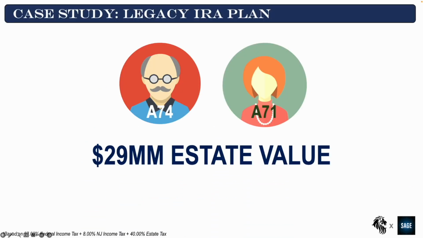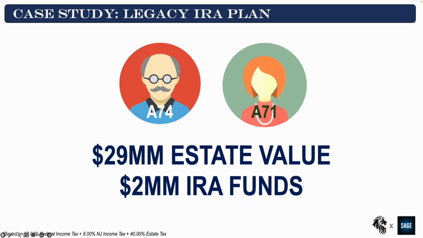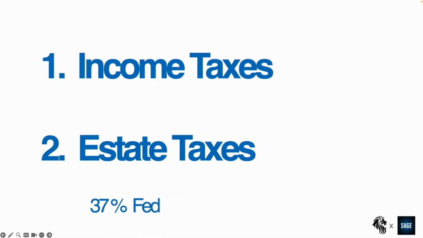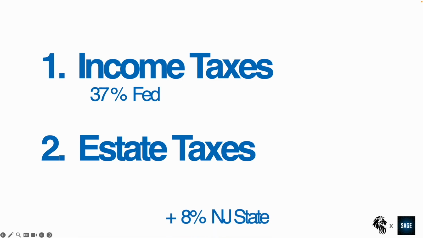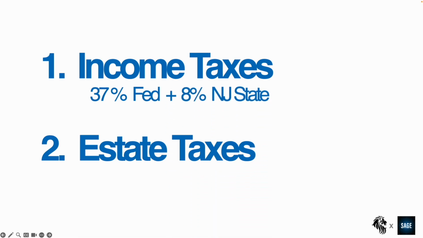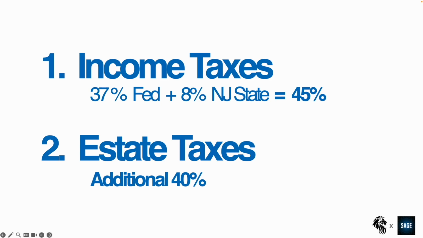Now, as an example, one of our clients' estate was valued at just over $29 million, of which $2 million was held inside an IRA, which they said they were never going to use for lifestyle expenses. They had accumulated enough wealth elsewhere, so they were just going to pass on their IRA to their kids. But then they realized that they were going to get hit with 37% in federal income tax, plus another 8% in New Jersey state income tax when it was time to take their RMDs. Now that's 45% in income taxes right off the bat. And then to add insult to injury, these funds were also going to get hit with another 40% in estate tax at their end of life.